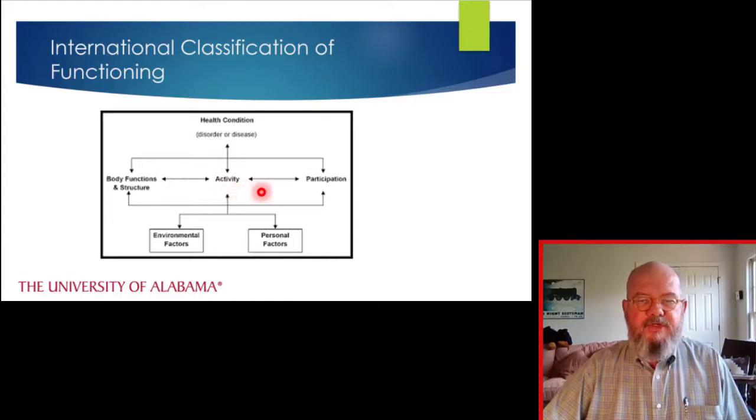And the extent to which the child participates in those activities is more important than just what the child's disability is. Now, the child's disorder or disease, as it's known in the ICF, is related to the impairment, which is the body functions and structure. So how intact are the child's brain functioning and body functioning? And how do those things affect the child's ability to engage in activities?